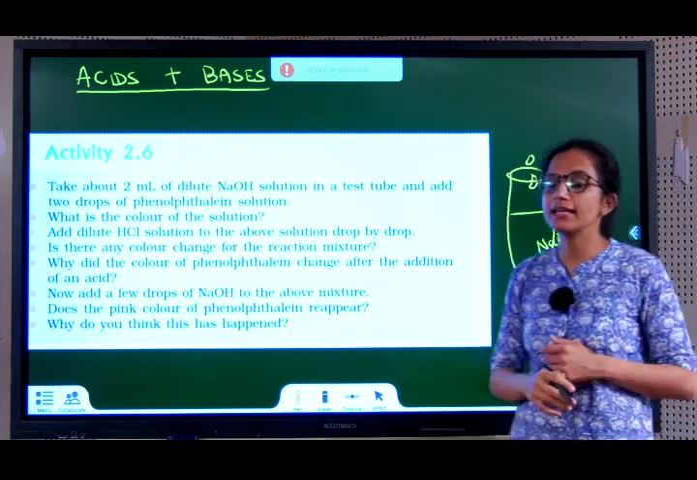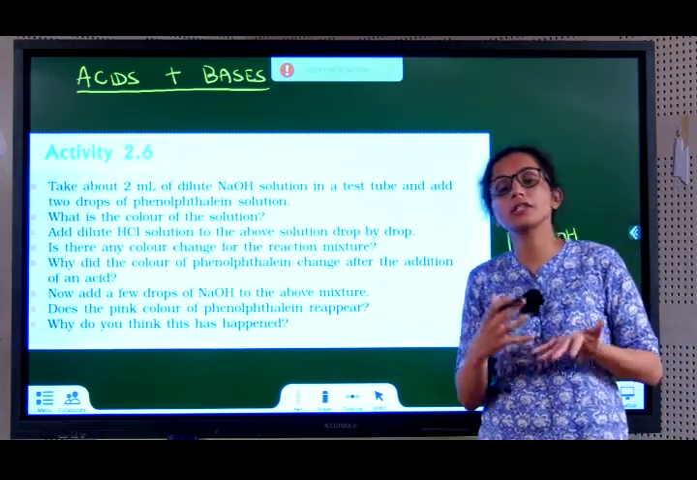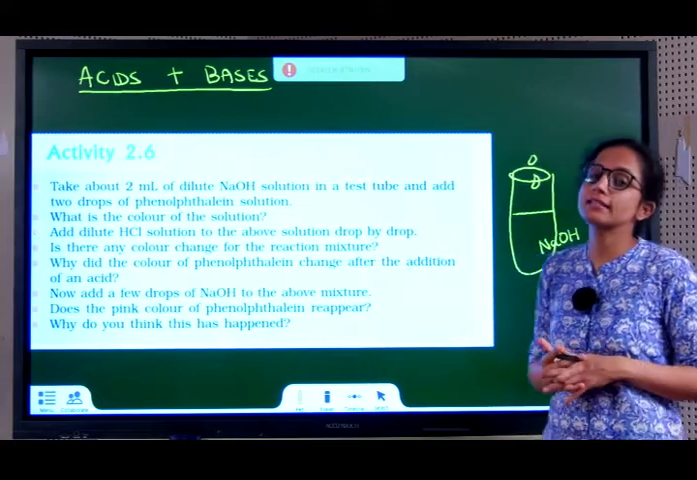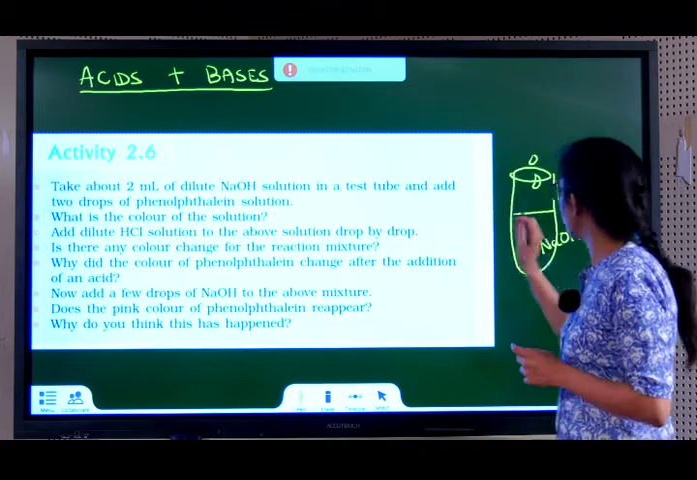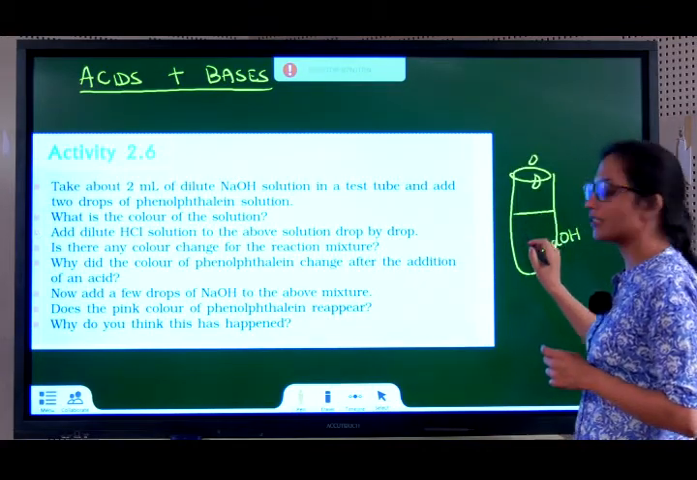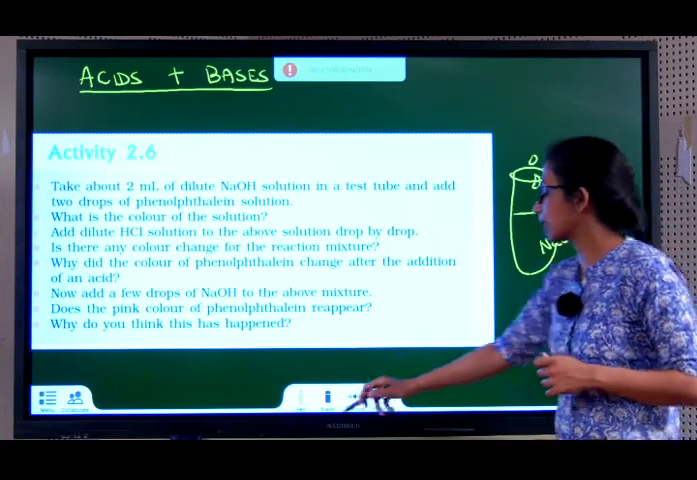Phenolphthalein is an indicator that, when added to a basic solution, turns pink, and when added to an acidic solution it's colorless. So now I have added phenolphthalein in this. As soon as these drops fall here into the solution, what happens to the color of the solution?